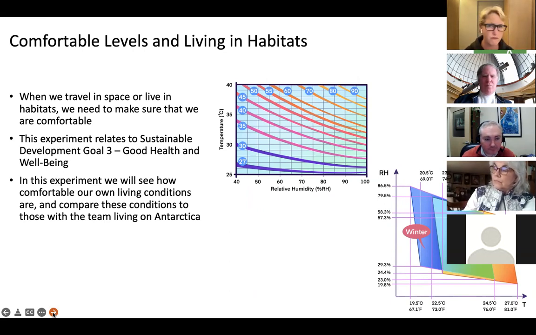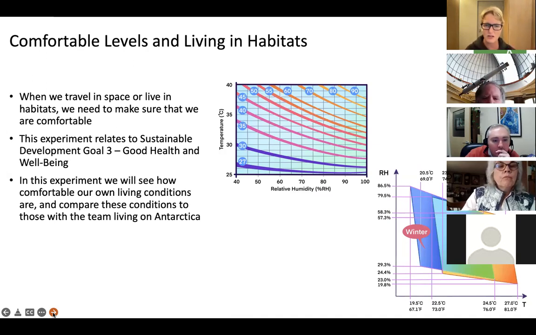It really comes to the fore when we need to live in habitats, when we're in space. So we're living in an orbiting habitat like a space station, when we're traveling on a spaceship. What we need to make sure of is that we are comfortable. As I mentioned, it relates to Sustainable Development Goal number 3, good health and well-being. And also in this experiment, we will see how comfortable our own living conditions are, and compare these conditions to those of the team actually living on Antarctica.